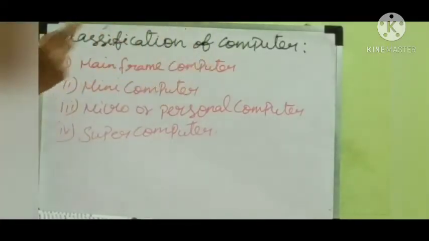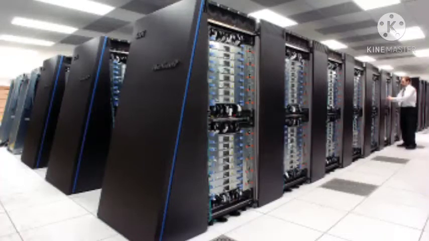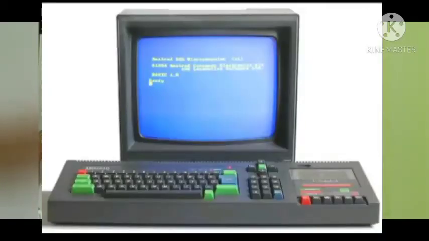Classification of computer. We can classify computers based on their design, shape, speed, efficiency, working of the memory unit and their applications. Now we can see the four types of computer. They are mainframe computer, mini computer, micro or personal computer, supercomputer.